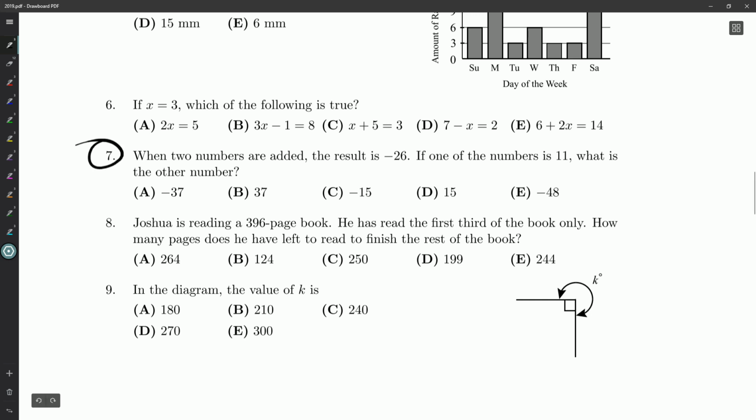Root Beer here, looking at question 7 on our grade 7 Gauss paper. When two numbers are added, the result is negative 26. One of the numbers is 11. What is the other number?